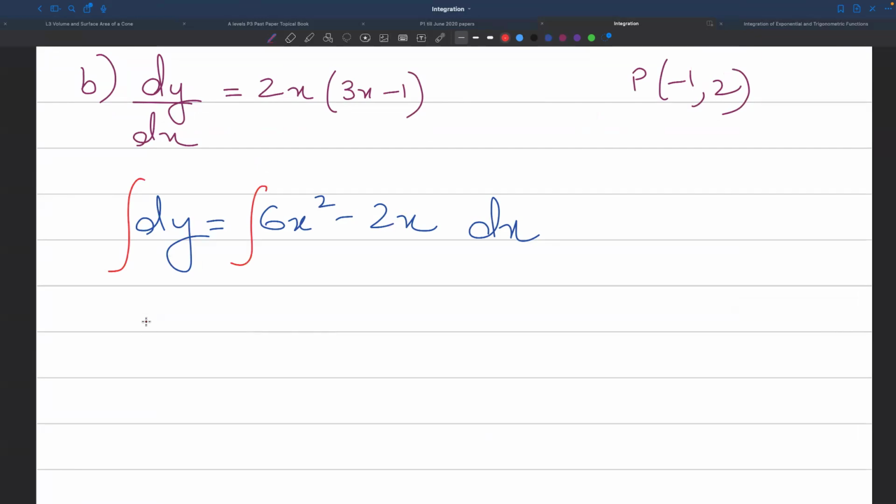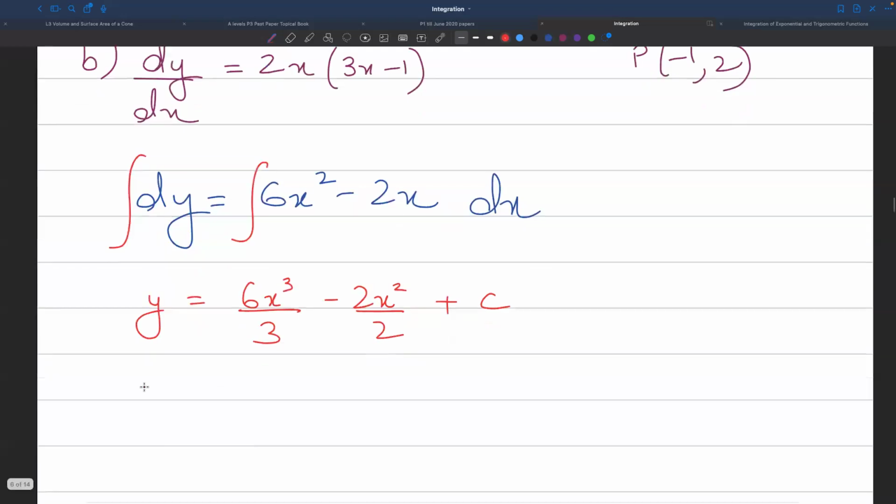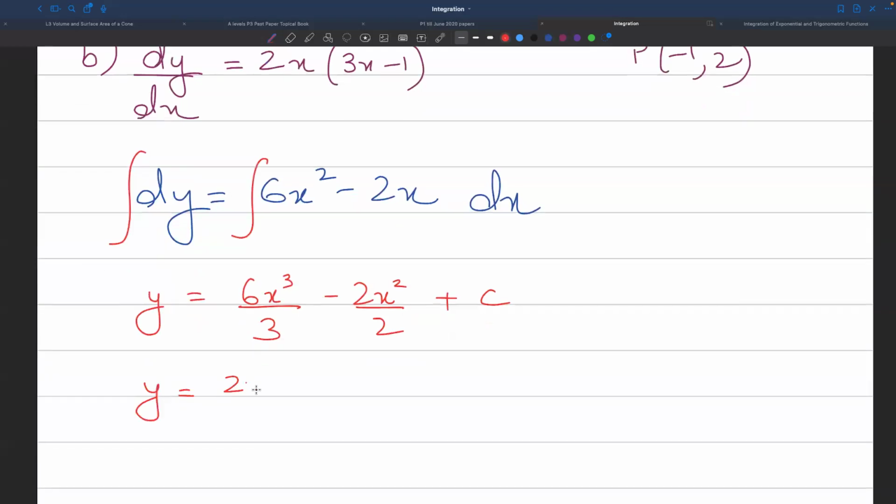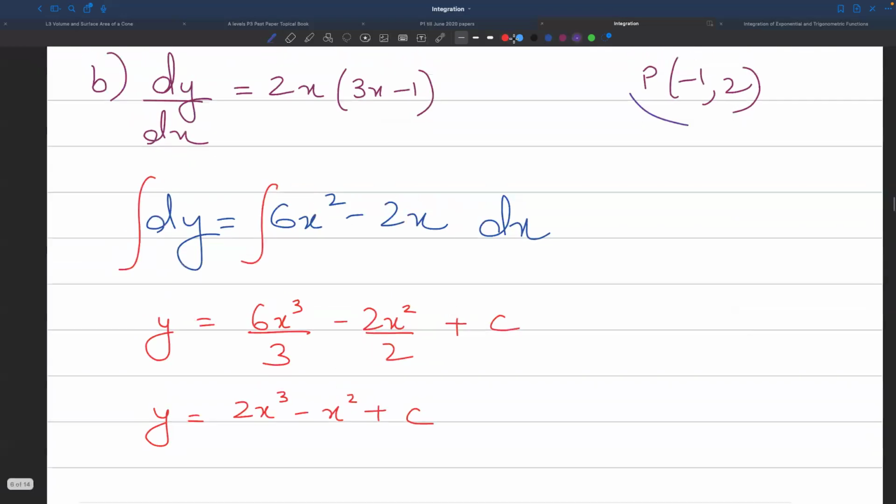When I integrate dy, that becomes y. This becomes 3 upon 3. This becomes 2x square upon 2. And we add a constant. In the first instance, when I did integration, I did explain why we add a constant, right? So my equation is 2x cube minus x square plus c. And to find the value of c, we have this point on the curve.